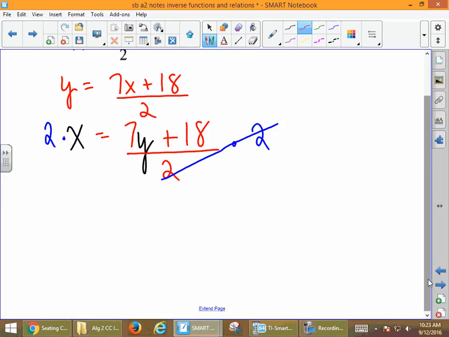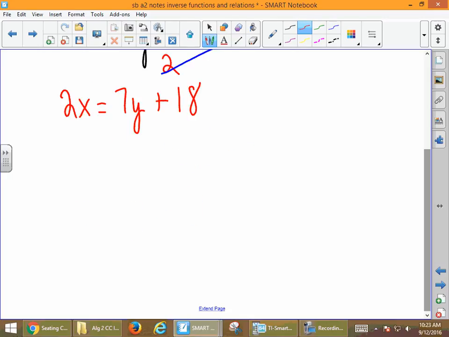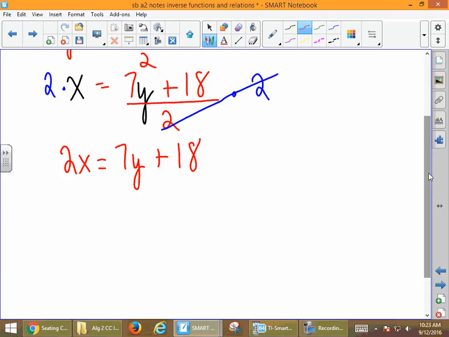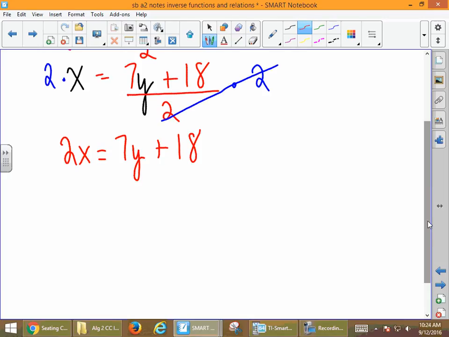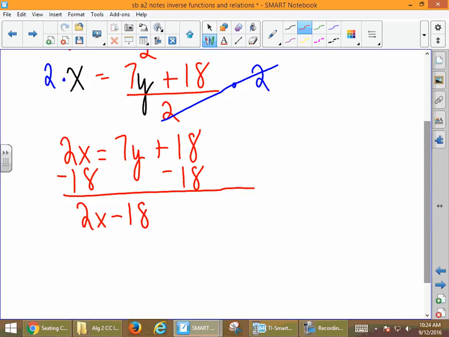And now what we have left is 2x equals 7y plus 18. And remember what we're in the process of doing. We're on step 3, solving for y. So we want to get y by itself. So we'll subtract 18 from both sides, and we get 2x minus 18 equals 7y.